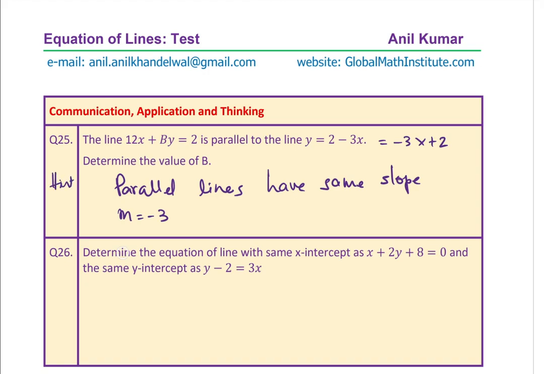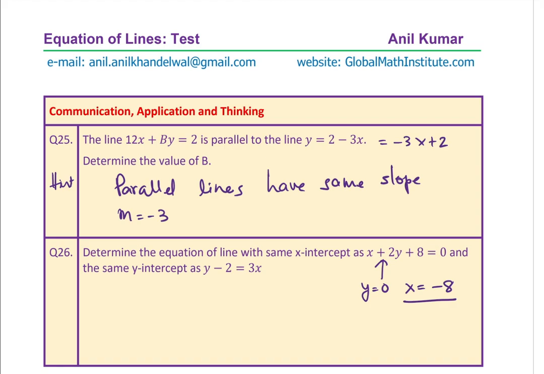Question 26. Determine the equation of the line with the same x-intercept as this. So find the x-intercept: substitute y equals 0, find x. Or x equals 0 will give you the y-intercept, right? So in this case, if you put y equals 0, what is x? x is equal to minus 8. So that becomes your x-intercept, correct?